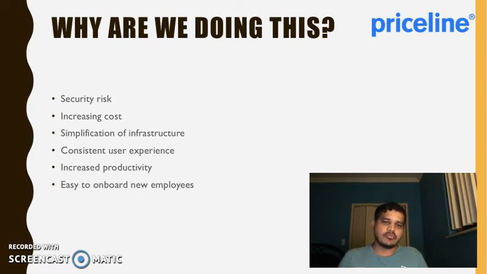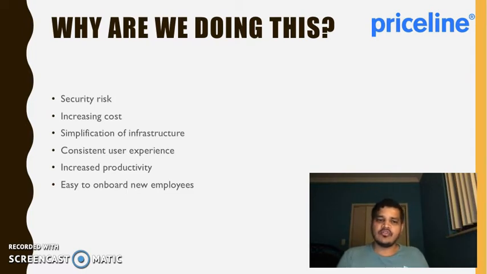The second reason, obviously, is the increase in cost, because we allow each employee to buy their own device of their own choice. So we have to buy them just as per demand, and buying a single piece of equipment is much costlier, so we're trying to find a way to reduce that cost.